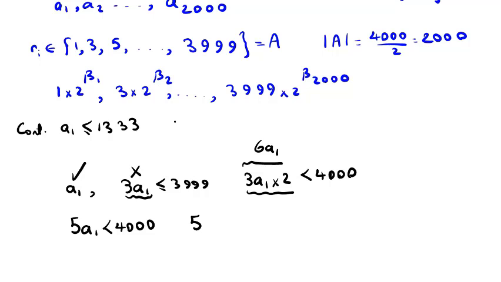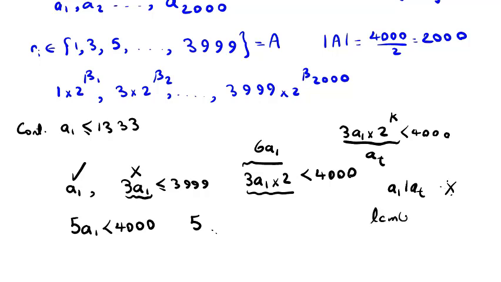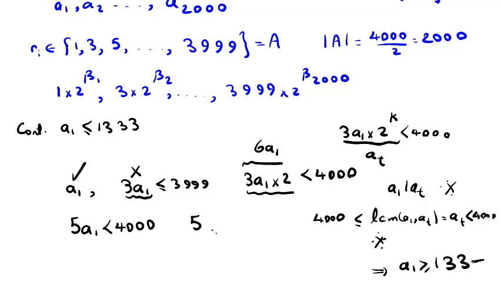We can continue like this, or we can easily prove it here. You can say, okay, 3A1 times 2 to the power of k, we select this, and it is less than 4000, call it At. But A1 divides At, and that's a contradiction, because the LCM of A1 and At will be At, and it's less than 4000, but the LCM should be greater than or equal to 4000. So for A1 less than or equal to 1333, we've reached a contradiction. So we concluded that A1 is at least 1334.